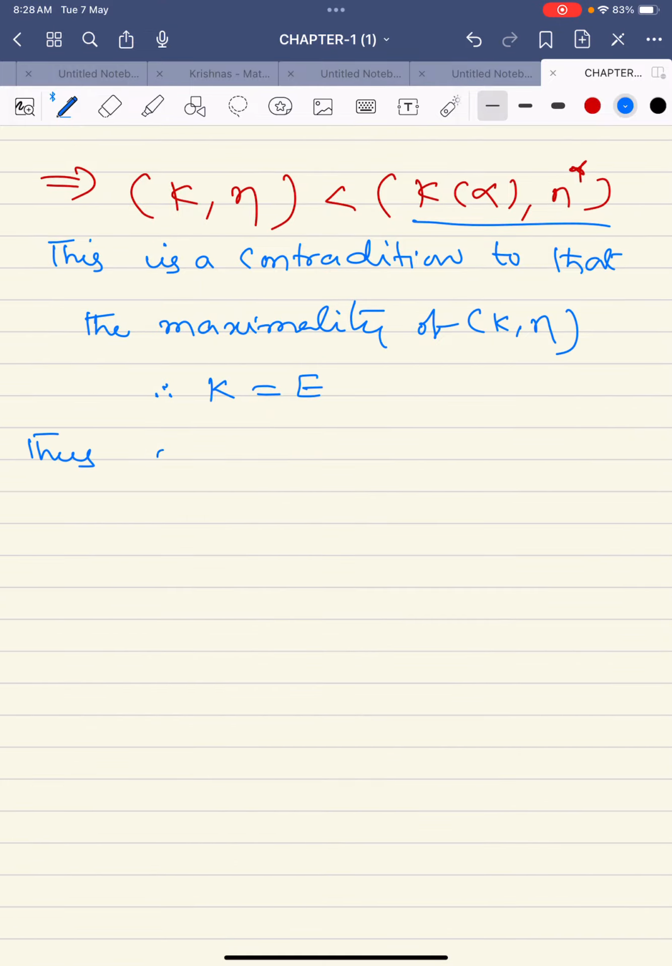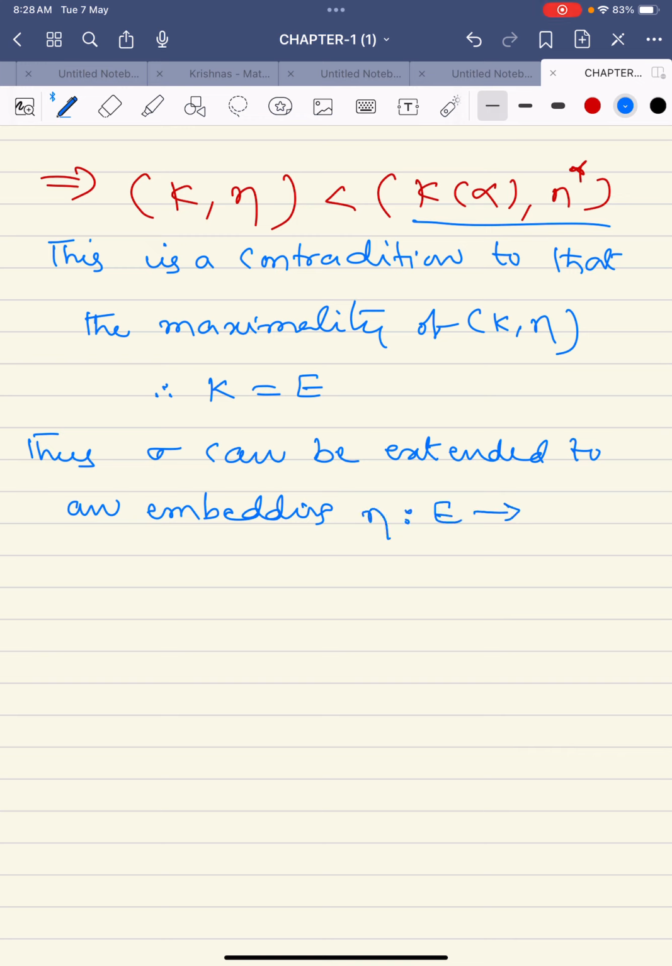Thus, we conclude that sigma can be extended to an embedding eta that maps capital E into L. This completes the proof of the theorem, hence proved.